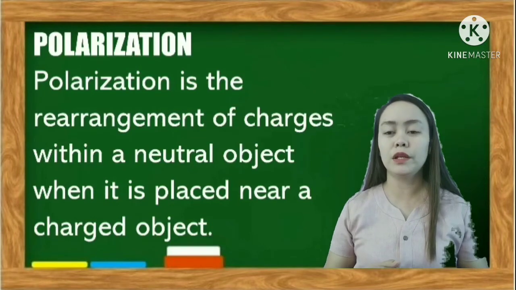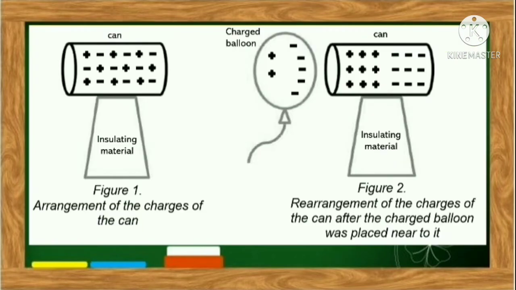Figure 1 shows the normal arrangement of the charges of the can. Figure 2 shows that when the charged balloon was placed near the neutral can, the charges in the can were rearranged in such a way that the negative charges moved toward the edge of the can that was farther from the balloon. As a result, the portion of the can closest to the negatively charged balloon will have an excess of positive charge. Likewise, the portion farthest from the balloon will have a negative charge. But the overall charge of the can will be neutral.